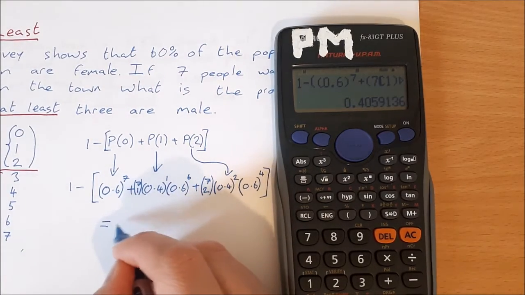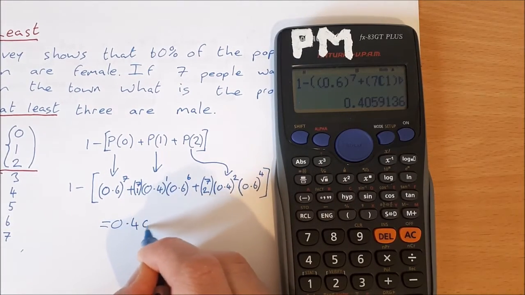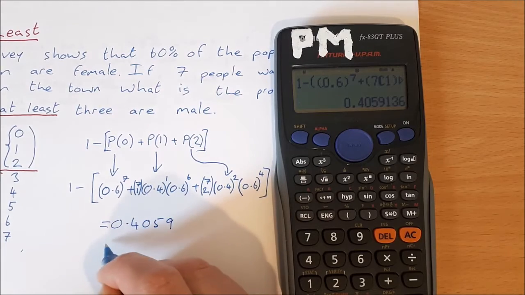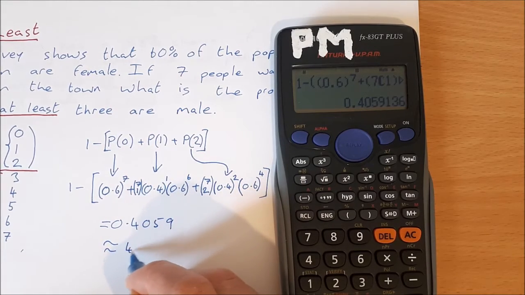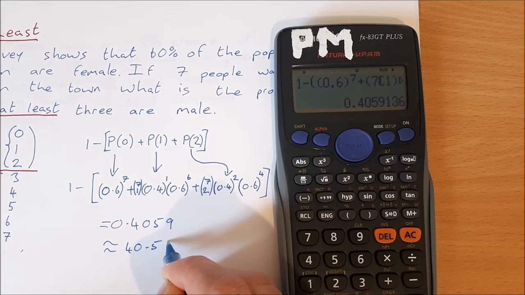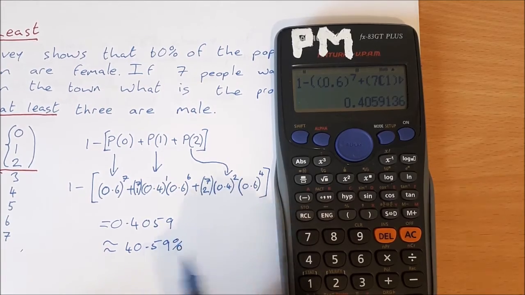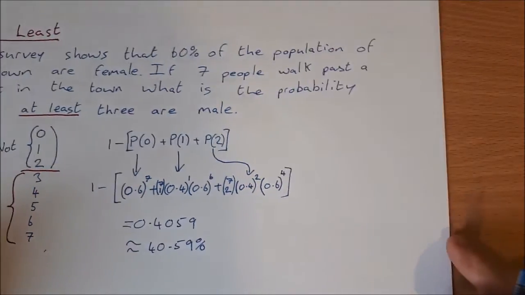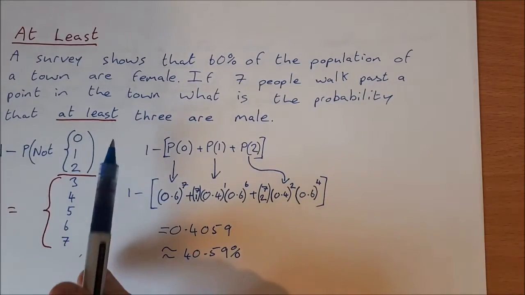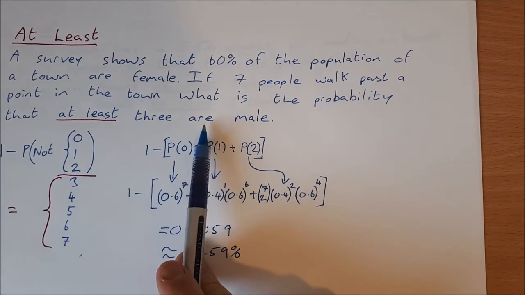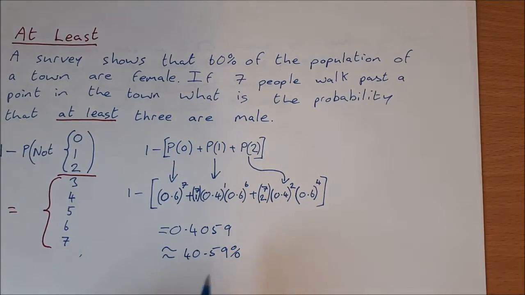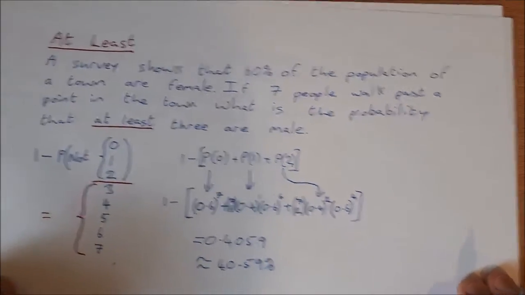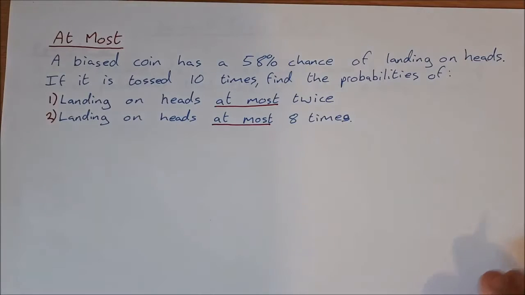0.4059. So that's equal to 0.4059, which is approximately equal to 40.59%. So the probability of at least 3 males walking by is 40.59%.